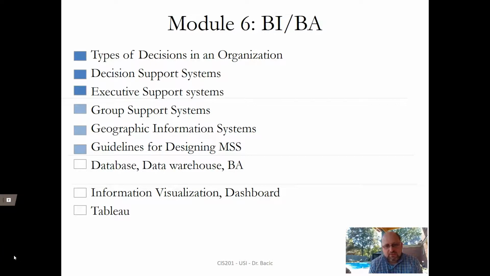And now that we talked about decision support systems, executive support systems, and then before that we talked about types of decisions they have to support, we'll move on into systems that support group decision making and coordination in terms of sharing information. So we'll talk about group support systems, then we'll move on to geographic information systems, and then we'll finish up with the guidelines in general for designing these systems that we just covered, and they tend to be called management support systems.